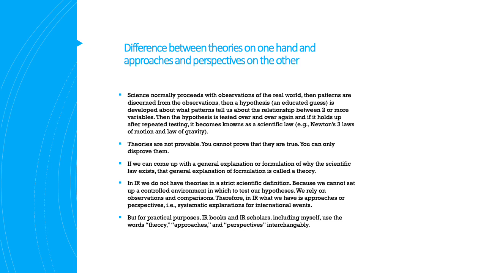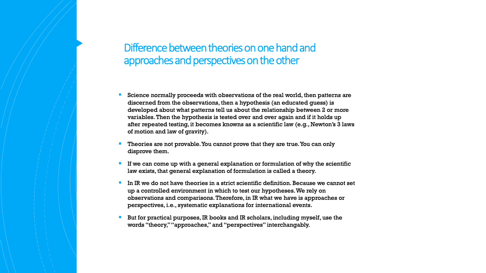Difference between theories on one hand and approaches and perspectives on the other. Science normally proceeds with observations of the real world. Then patterns are discerned from the observations. Then a hypothesis, that is to say, an educated guess, is developed about what patterns tell us about the relationship between two or more variables. Then the hypothesis is tested over and over again, and if it holds up, after repeated testing, it becomes known as a scientific law. For example, Newton's three laws of motion and Newton's law of gravity.